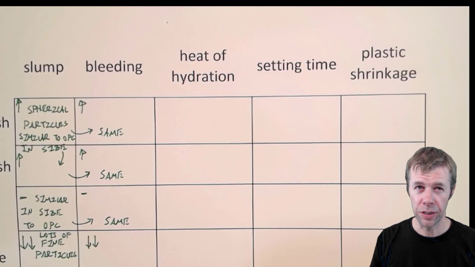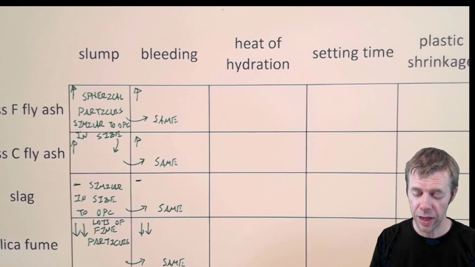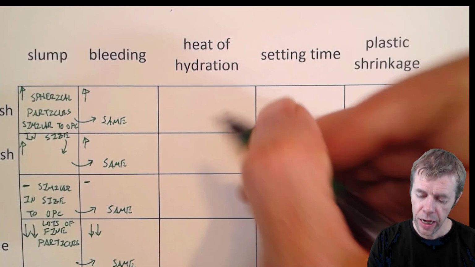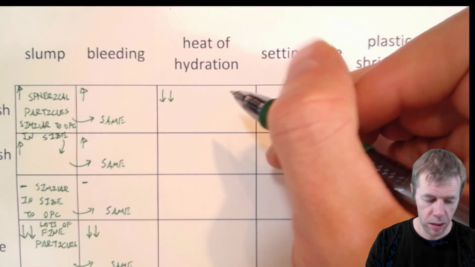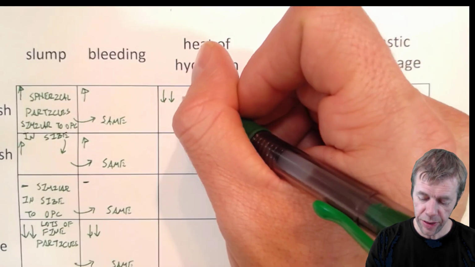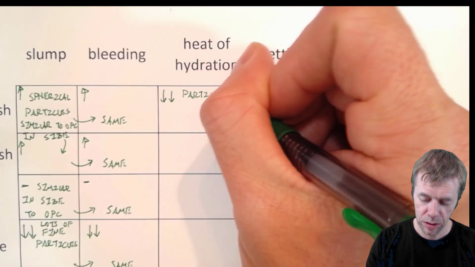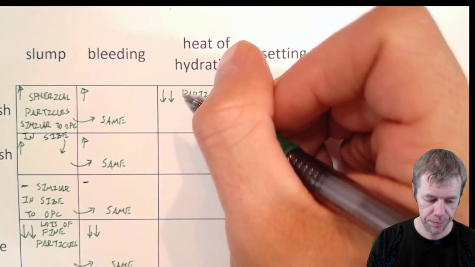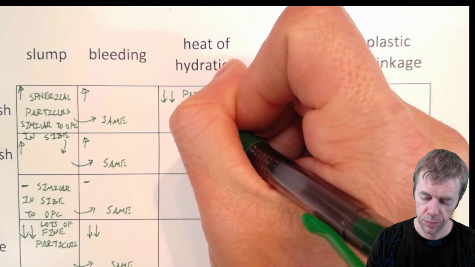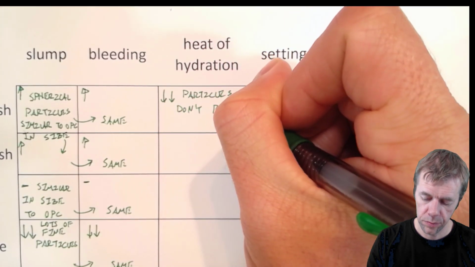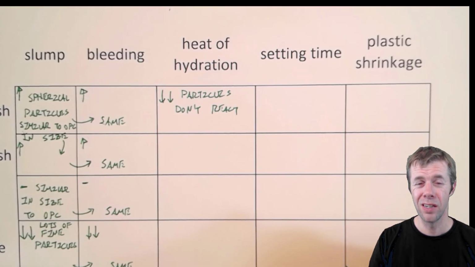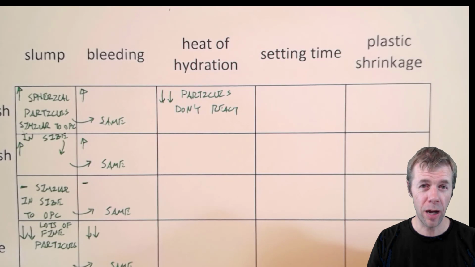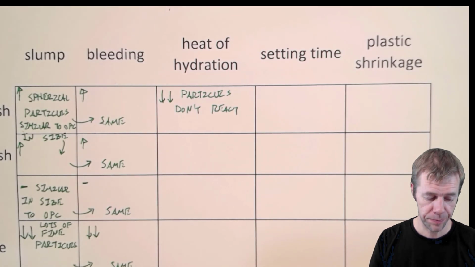Now let's talk about heat of hydration. And we're going to first start out with our friend class F fly ash. And the heat of hydration is going to go down. Say, why is that? And the particles don't react. Remember, these class F fly ash particles are pozzolans, mainly. So they don't really do much reaction this early age time period. So they're kind of inert. So they're going to lower your heat of hydration a lot.